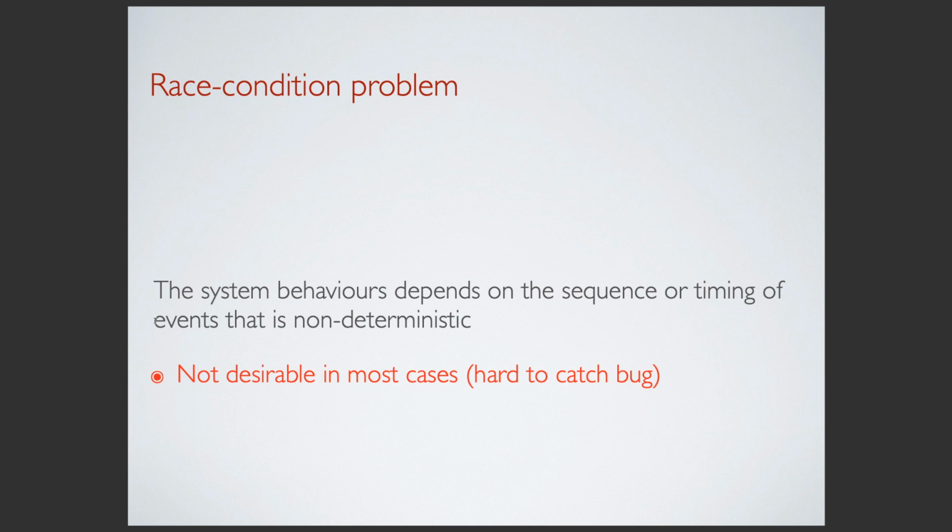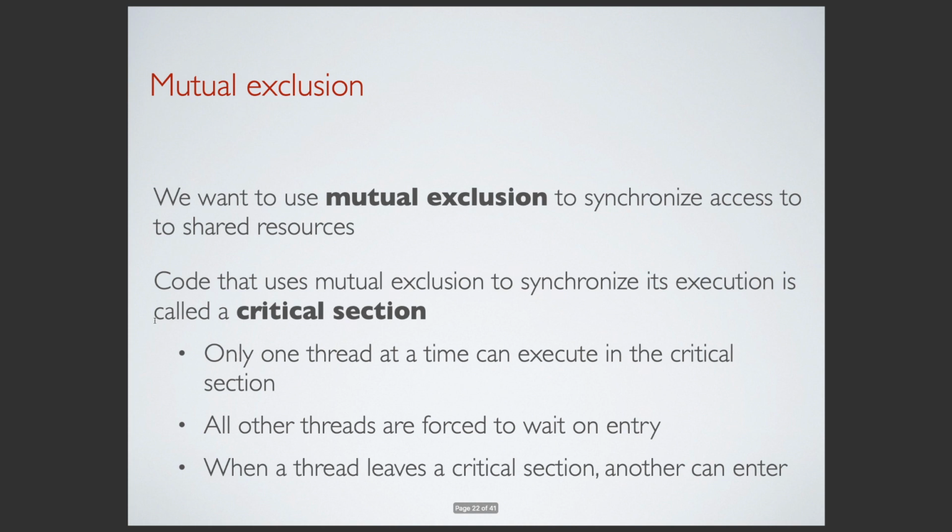This non-determinism is, in most cases, not desirable. You don't want to have that, and sometimes it can have drastic consequences. Next week we're going to talk about some famous accidents because of that, where the lives of people were involved. So what's the solution? You need to avoid race conditions. You need to synchronize your threads to make sure that you control the sequencing of execution.